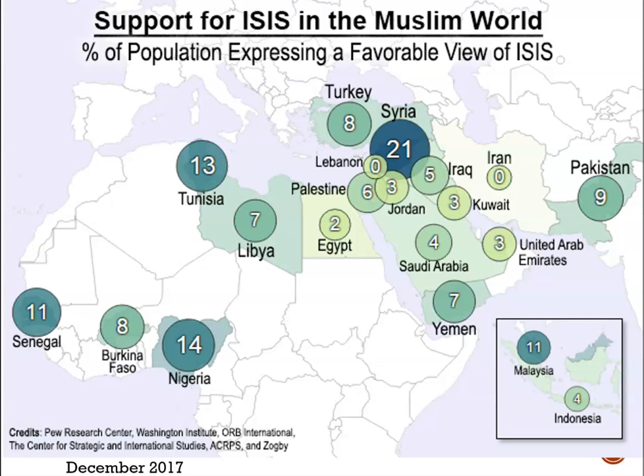But take a look. The other area that you maybe don't think about as highly Islamic is Southeast Asia. Malaysia and Indonesia, and look at that, 11% support ISIS in Malaysia, 4% in Indonesia.